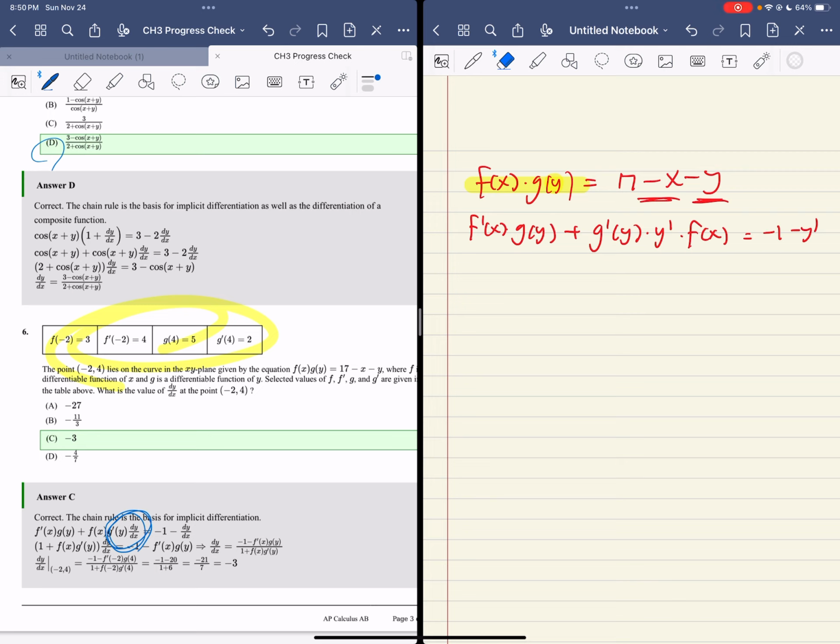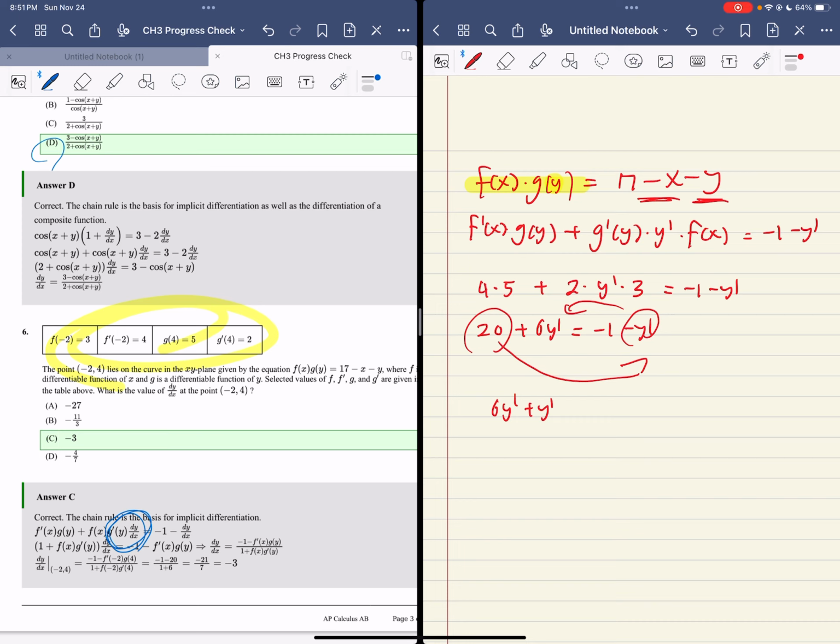So f prime is going to be what? 4 times 5, plus g prime, which is 2, times y prime, times f of x, which is 3, equals -1 minus y prime. So it's going to be 20 plus 6y prime is equal to -1 minus y prime. In fact, let me move this one to here. So it's going to be 6y prime plus y prime is equal to -1 minus 20. When you simplify, 7y prime is equal to -21. So y prime is equal to -3.